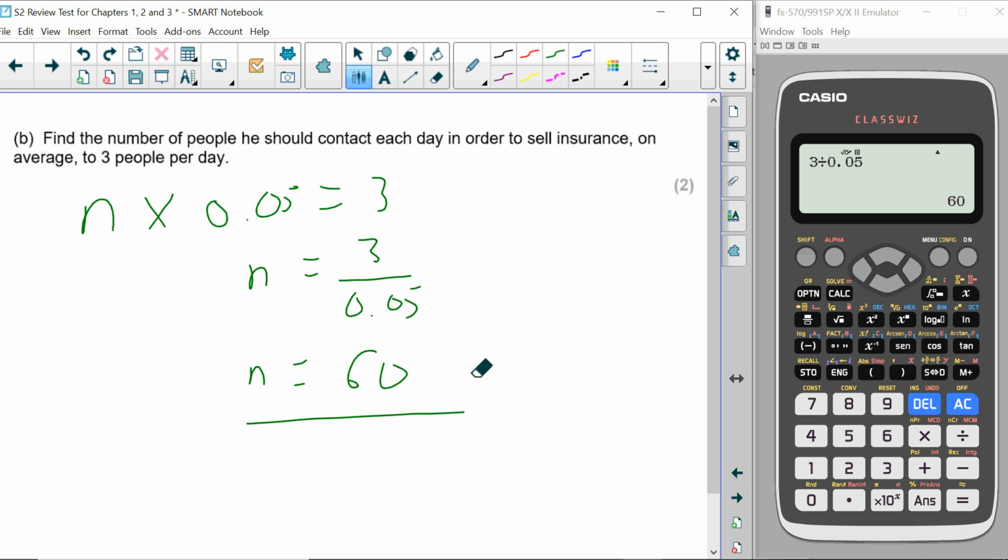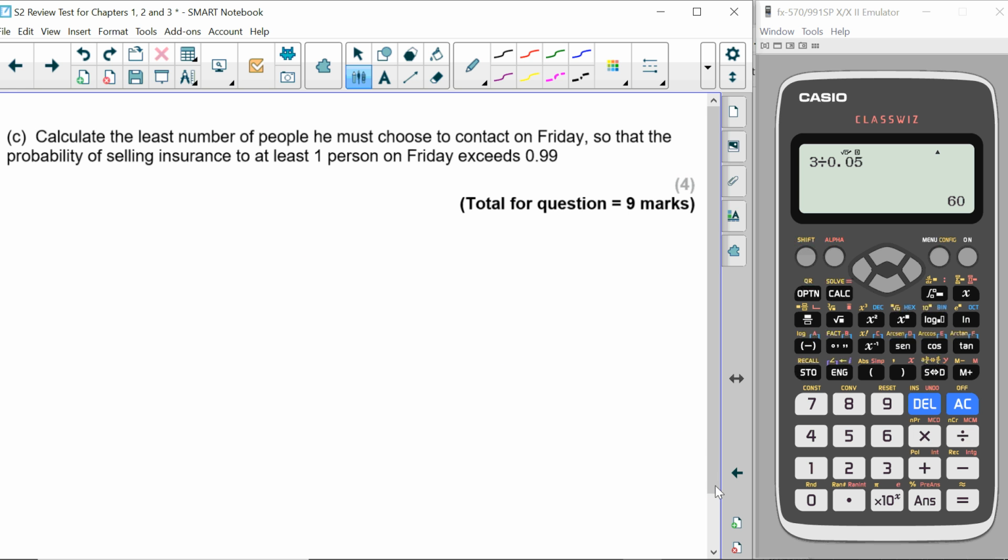So we should ask 60 people. Okay, hopefully we were able to see the link there rather than it being a bit sneaky and seeing for what it was. Part C. Calculate the least number of people he must choose to contact on Friday so that the probability of selling insurance to at least 1 person on Friday exceeds 0.99.